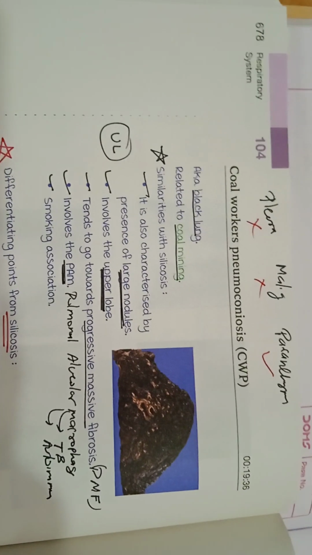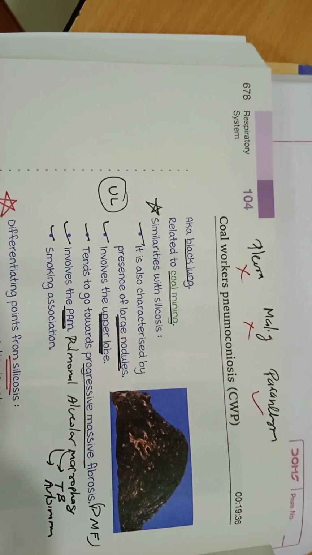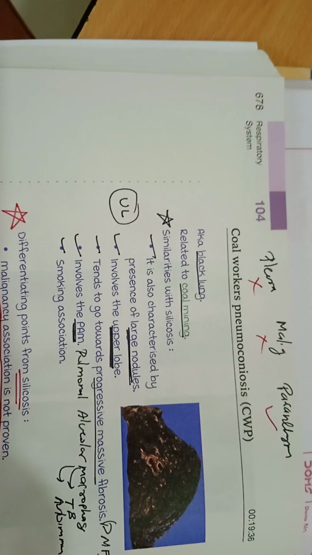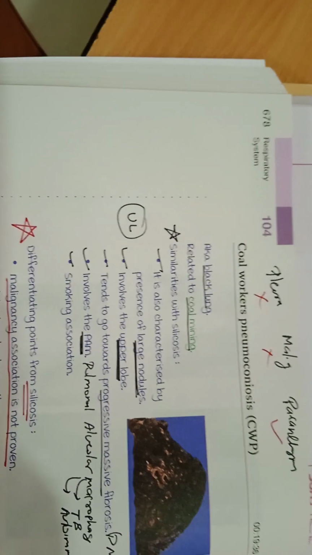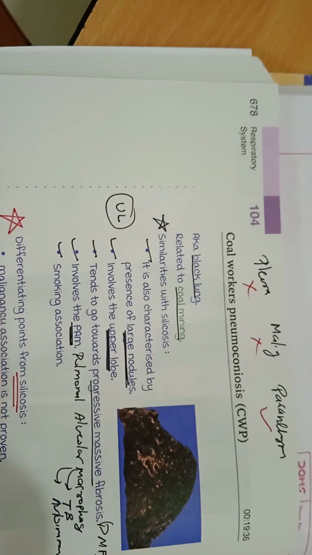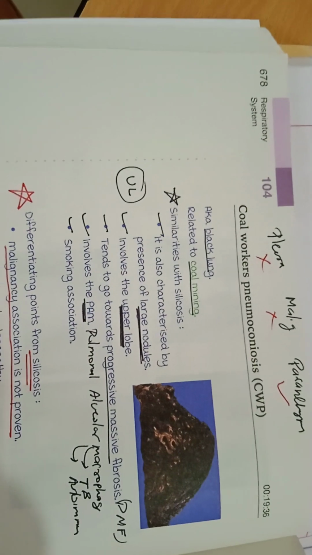Second disease is coal worker pneumoconiosis. This is also called black lung, and it is related to coal mining. In this, pleura is not involved, parenchyma is involved, and there is no malignant potential. It is very similar to silicosis in presence of large nodules, involvement of upper lobe, tendency to go towards massive fibrosis, involvement of pulmonary alveolar macrophages, and smoking association.